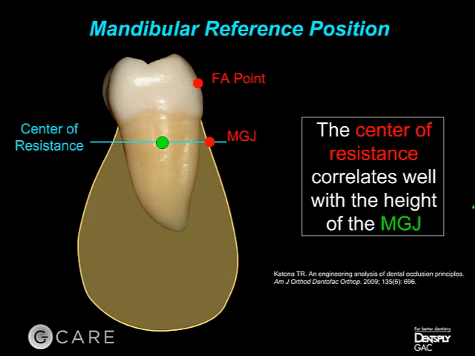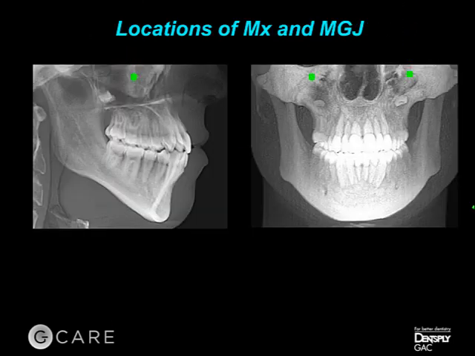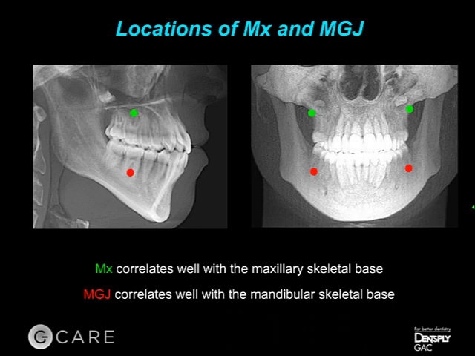So back to our reference position. We said that the center of resistance, which is that point at which the tooth rotates, is going to correlate very well with the height of the mucogingival junction. And when we're looking at our cross sections, we already said that MX correlates very well with the maxillary skeletal base. And now we're going to use our mucogingival junction as our reference position for the mandibular skeletal base.